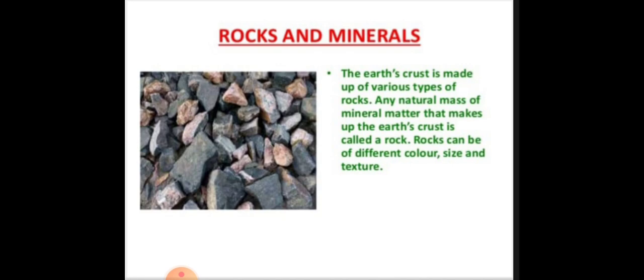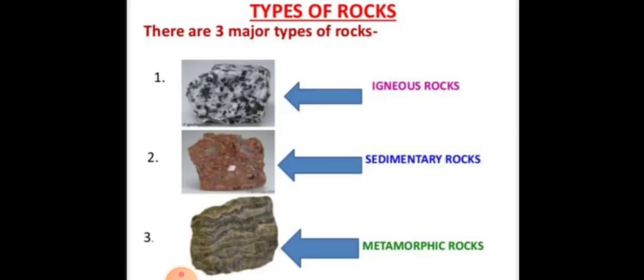Rocks and minerals. The Earth's crust is made up of various types of rocks. Any natural mass of mineral matter that makes up the Earth's crust is called a rock. Rocks can be of different color, size, and texture. Types of rocks. There are three major types of rock: igneous, sedimentary, and metamorphic.